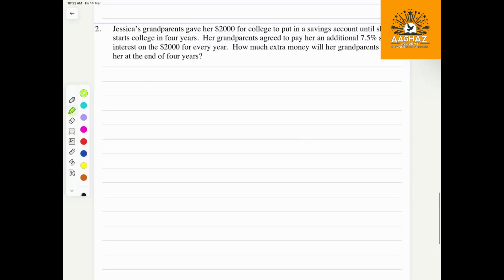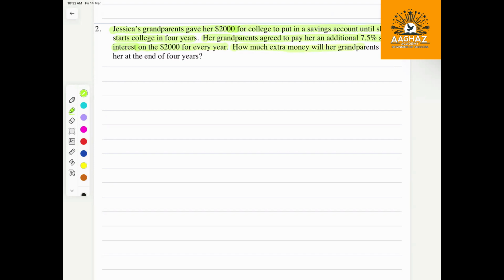Okay. So now this question: J's grandparents gave her $2,000 to put in a savings account until she starts college in 4 years. Okay. Her parents agreed to pay her an additional 7.5% simple interest on the 2000 every year.